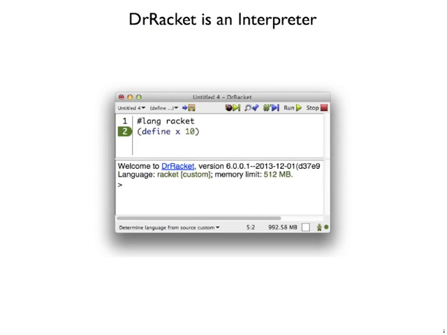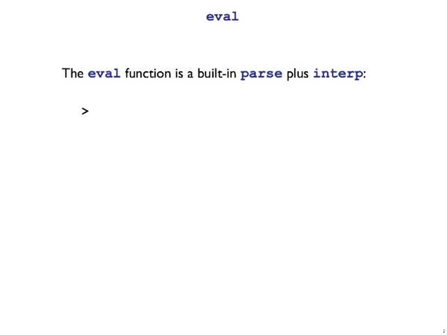I mentioned at the beginning of the course that Dr. Racket is an interpreter, and so you know there must be an interp function in there somewhere. In fact, Racket gives you access to the interp function to some degree through the eval function. Eval actually combines what we would call parse with interp.